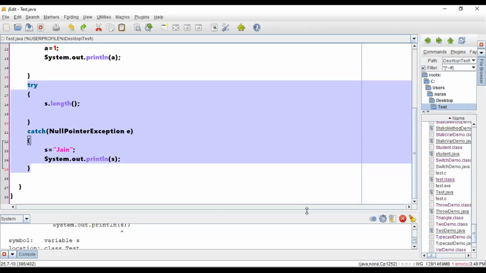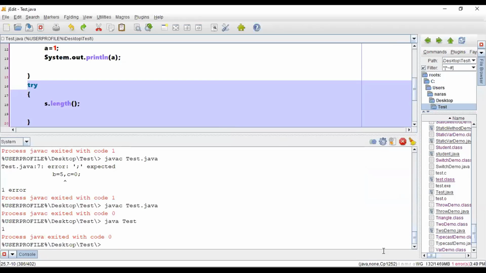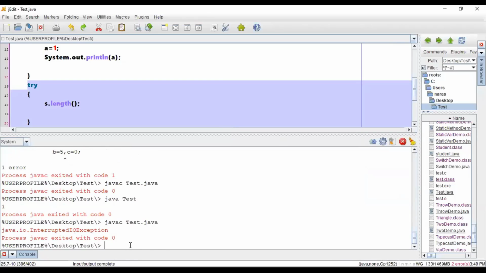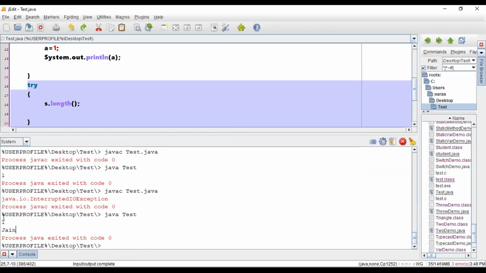Maybe, sir. Can we have two try catch blocks? Yes. Getting an information message from both the catch blocks.